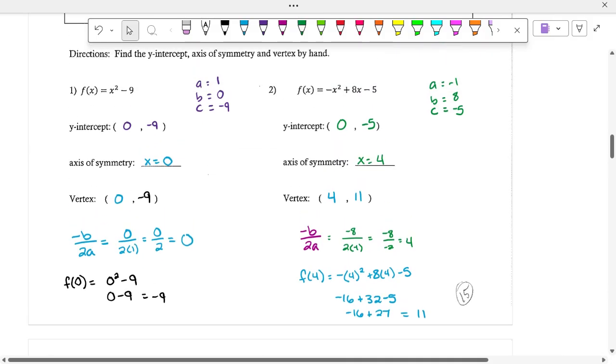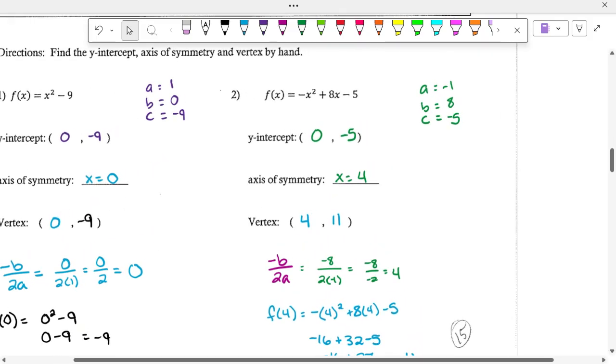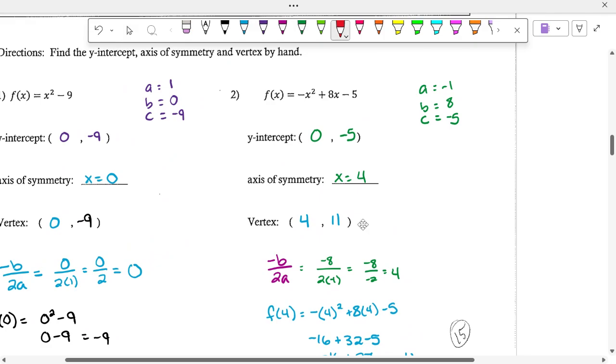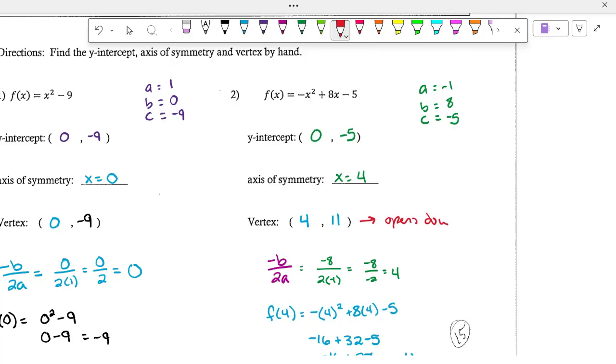Now, based off of our function, do you think this graph will open up or down? It'll open down. Why? A is negative. So it opens down. And will the vertex be a max or a min because of that? Max. So what would the shape look like? Would it look like a U or an upside down U? An upside down U. So it looks something like that.